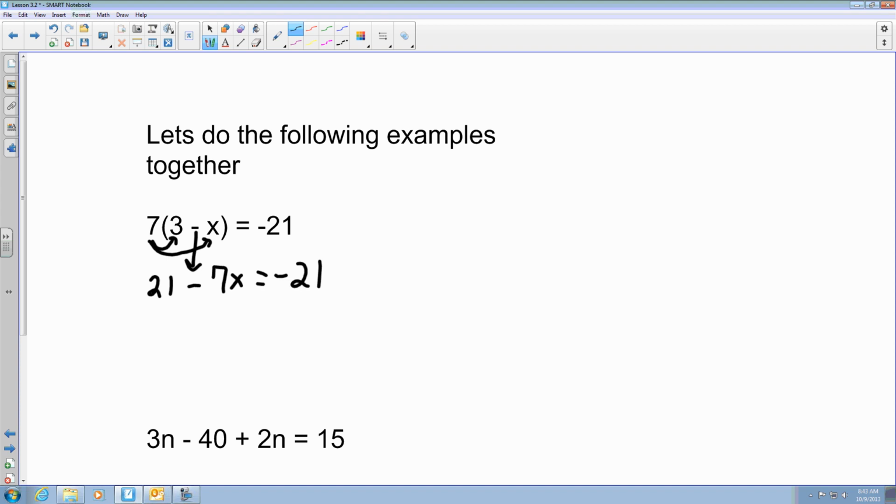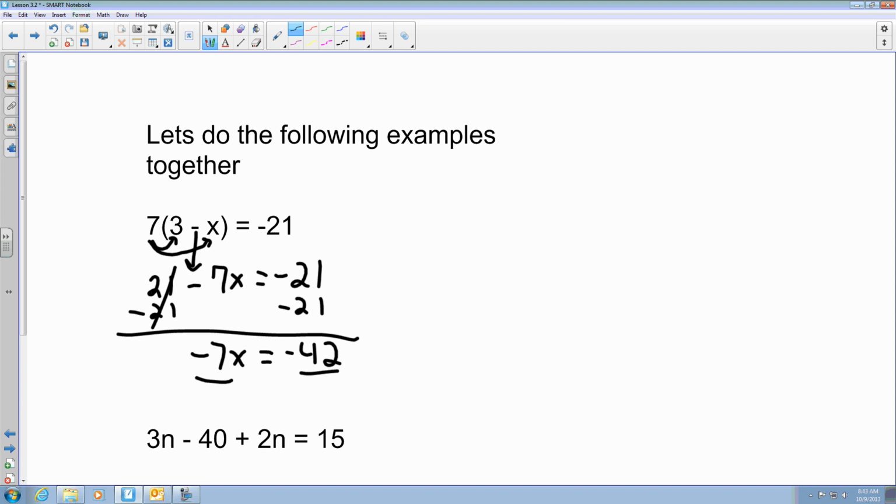Now step 2 is they're asking you to add like terms on each side of the equal sign. In this case, we do not have any. So now we just go through the steps that we did from section 3.1. I'm going to subtract both sides by 21 to eliminate the constant. And now I'm left with a negative 7x equals a negative 42, because negative 21 minus 21 is a negative 42.